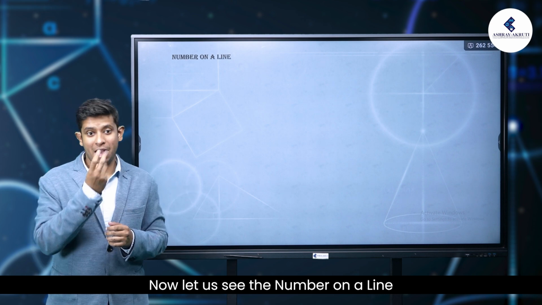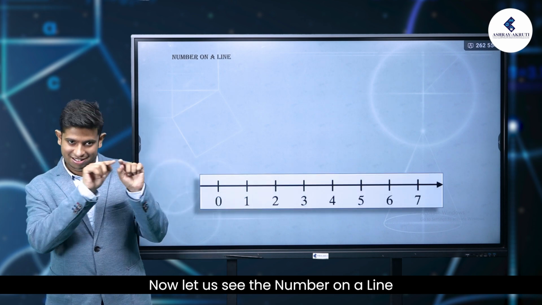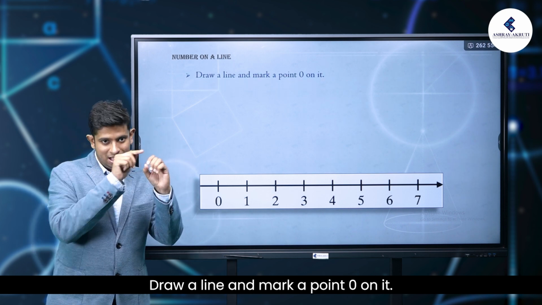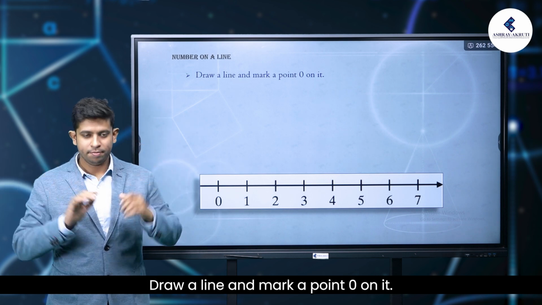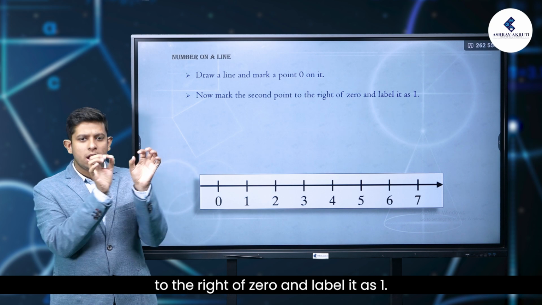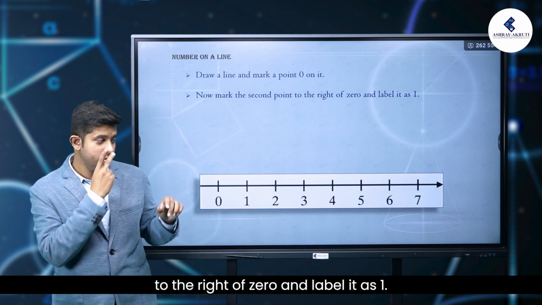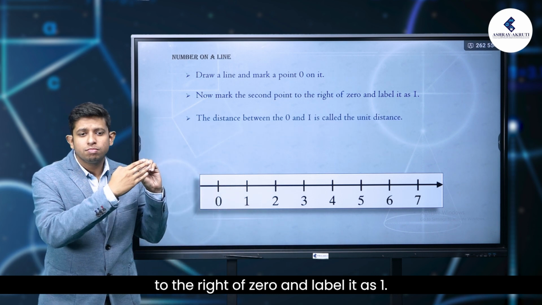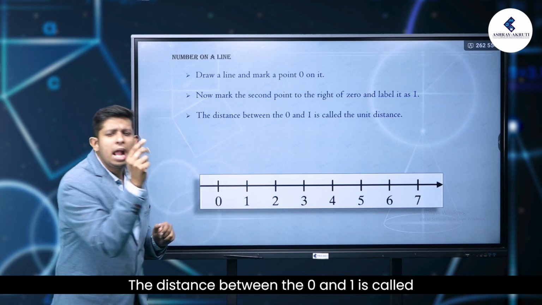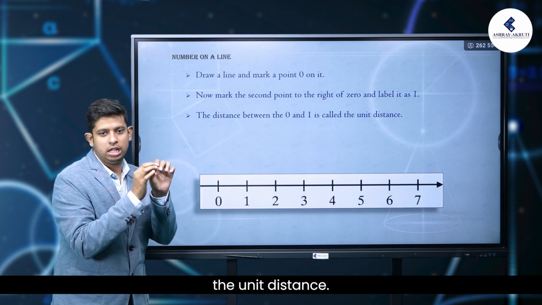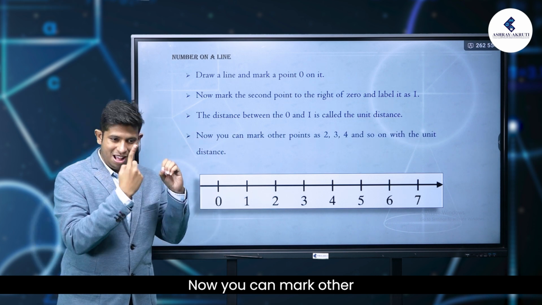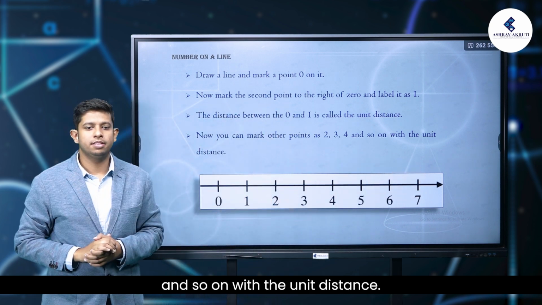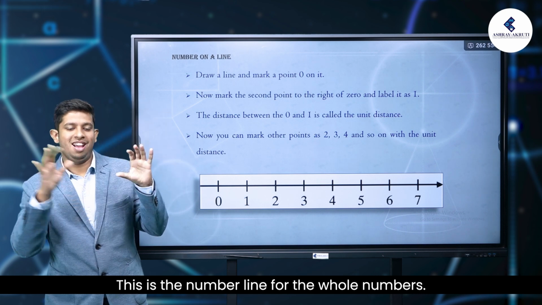Now let us see the numbers on a line. To draw a number line, follow these steps. Draw a line and mark a point 0 on it. Now mark a second point to the right of 0 and label it as 1. The distance between 0 and 1 is called the unit distance. Now you can mark other points as 2, 3, 4 and so on with a unit distance. This is the number line for the whole numbers.